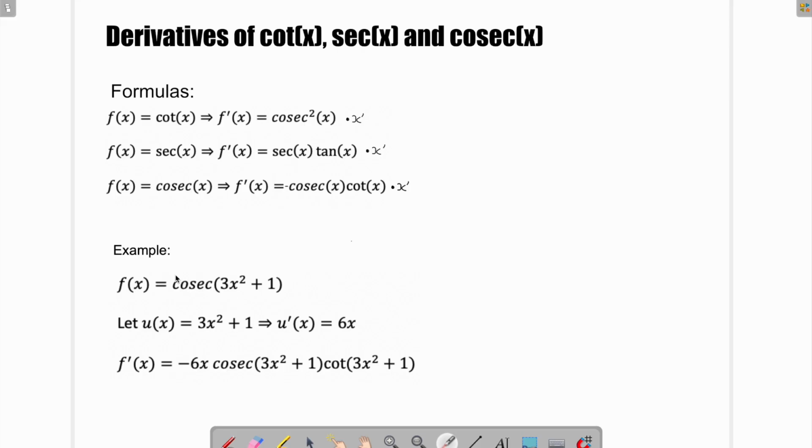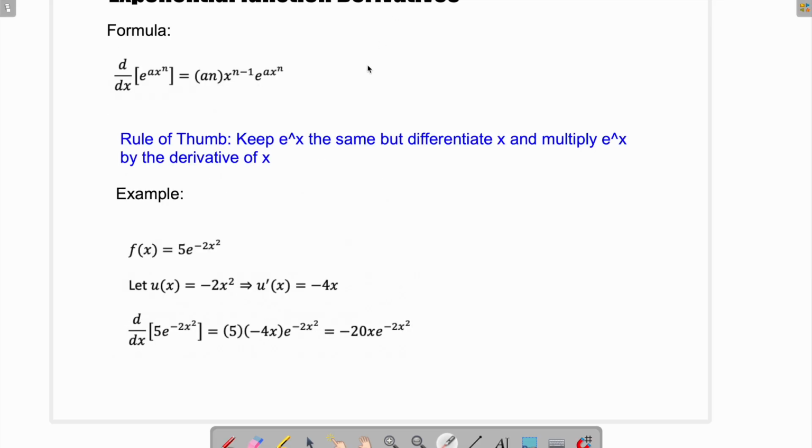So let's go to an example. Just do one for this case. We have cosec of 3x squared plus 1. General rule, you don't have to do this, but I like to set u of x equals 3x squared plus 1. The derivative of that is 6x. And as we saw here, we've got to times that by the derivative. So we have minus 6x, because remember there's a negative. Cosec, the same as the inside, cot, the same as the inside. So general rule here, and yeah, it gets quite repetitive and easy once you use it multiple times.